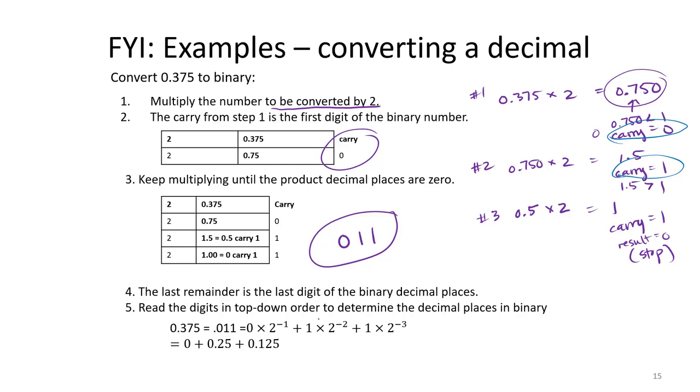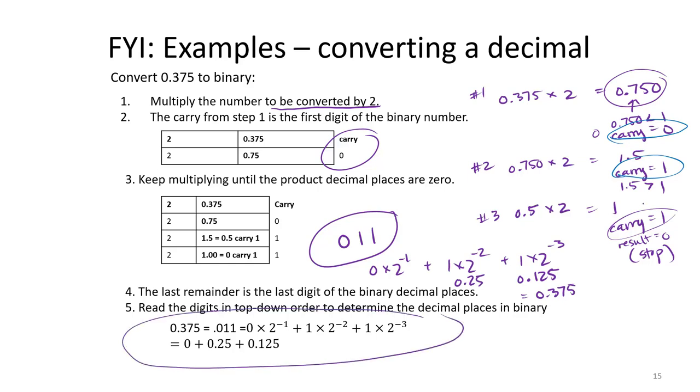And we would see that this would actually give us the correct result, because if we say 0 times 2 to the negative first plus 1 times 2 to the negative second plus 1 times 2 to the negative third, we would see that 1 times 2 to the negative 2 gives us 0.25. 2 to the negative 3 gives us 0.125. So 0.25 plus 0.125 gives us 0.375. So if you read the digits in the correct order and perform the division correctly, you'll get the desired result.